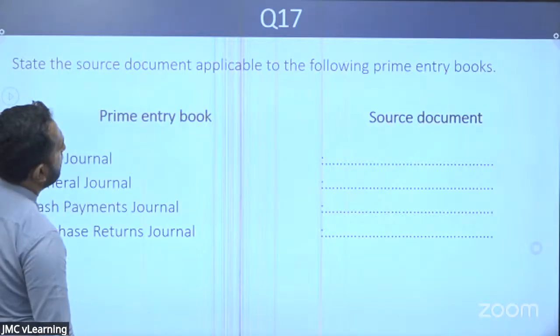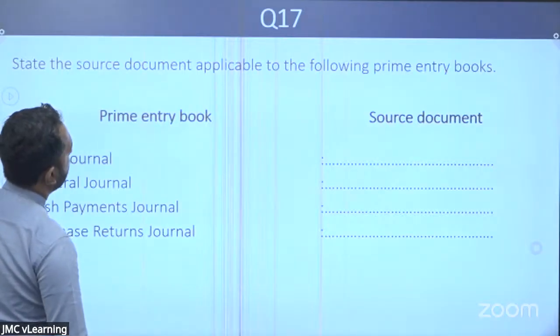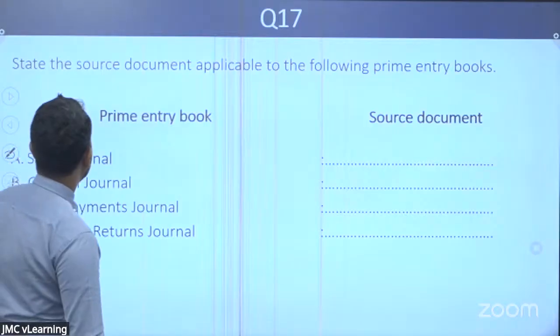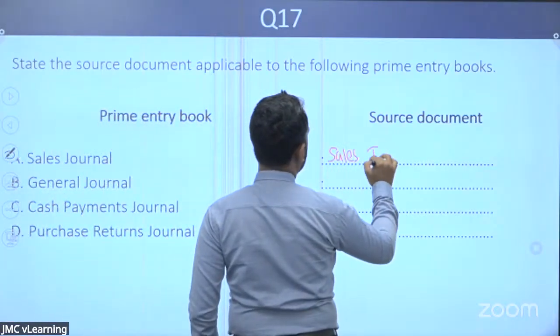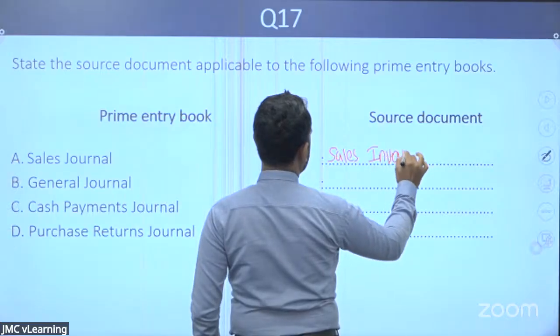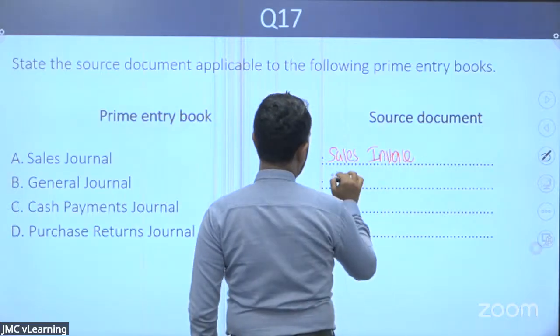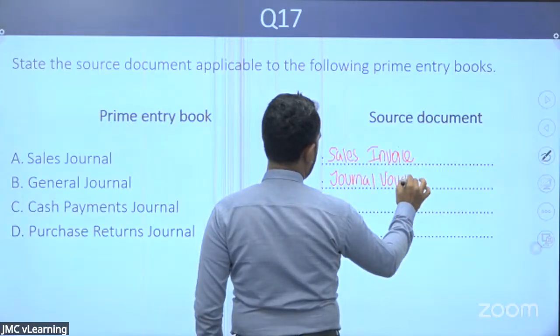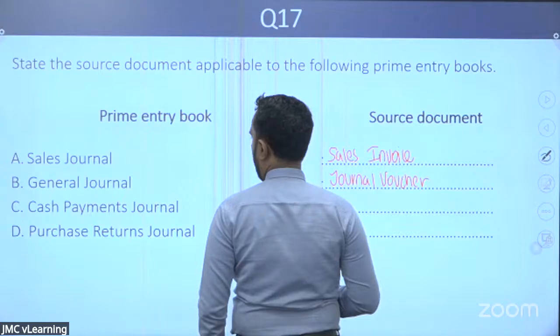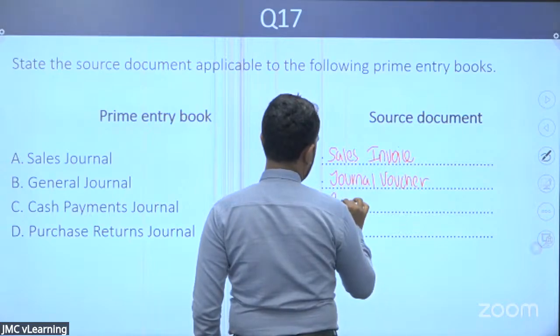Right. State the source document applicable to the following prime entry books. Sales journal, source document is sales invoice. General journal, journal voucher. Cash payment journal, payment voucher.